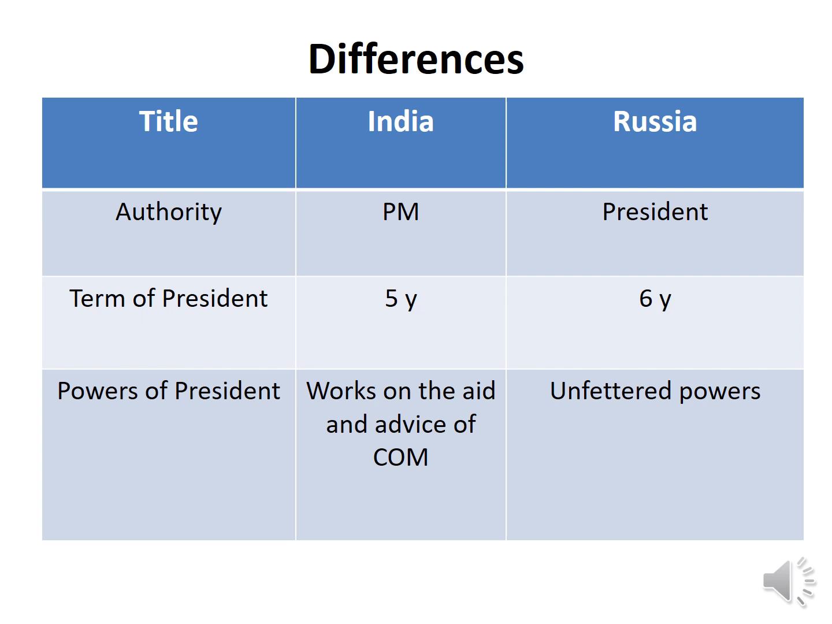And powers of president: here in India the president works on the aid and advice of the Council of Ministers, while in Russia the president has unfettered powers, like Vladimir Putin. He has emergency powers, he has the real administrative power, he has the power to press the nuclear button, so he can attack any country as per his or her wish. So he has unfettered powers in Russia, the president, while in India the president works on the aid and advice of the Council of Ministers.